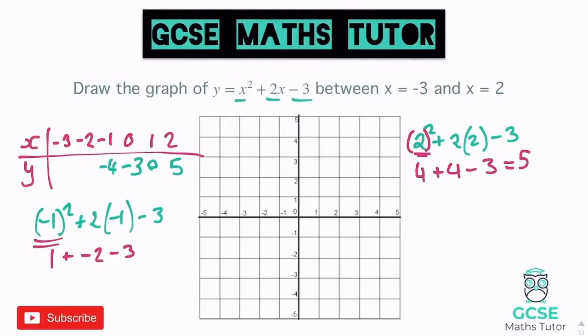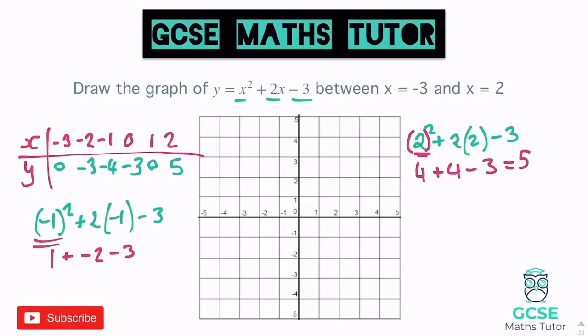There we go. Let's have a look at the next one. -2 squared is 4, add -4 is going to be 0, and then take away 3 gives us -3 again, and then onto the -3. -3 squared is 9, add 2 lots of that, so -6, so 9 take away 6 is 3, and then take away 3 again gives us 0.